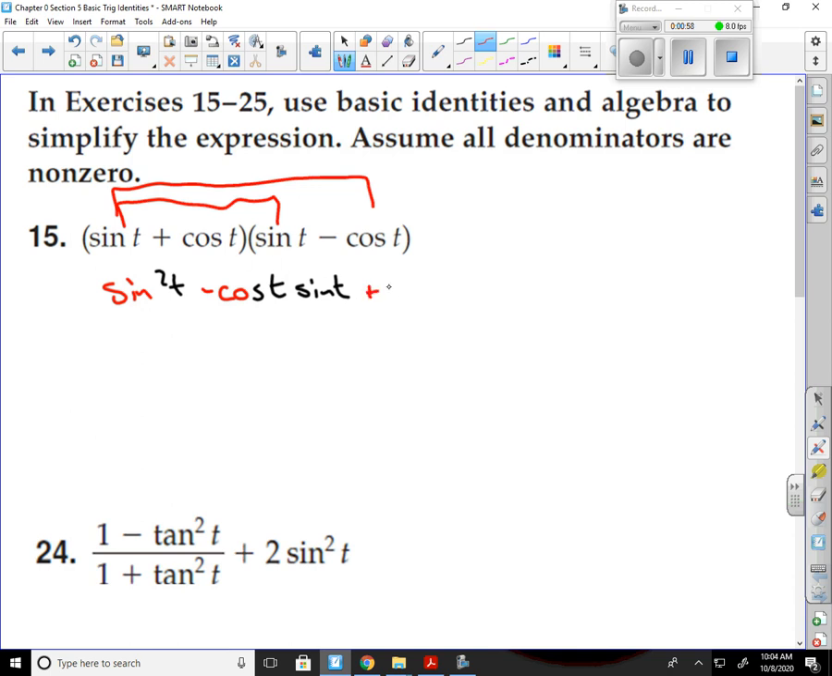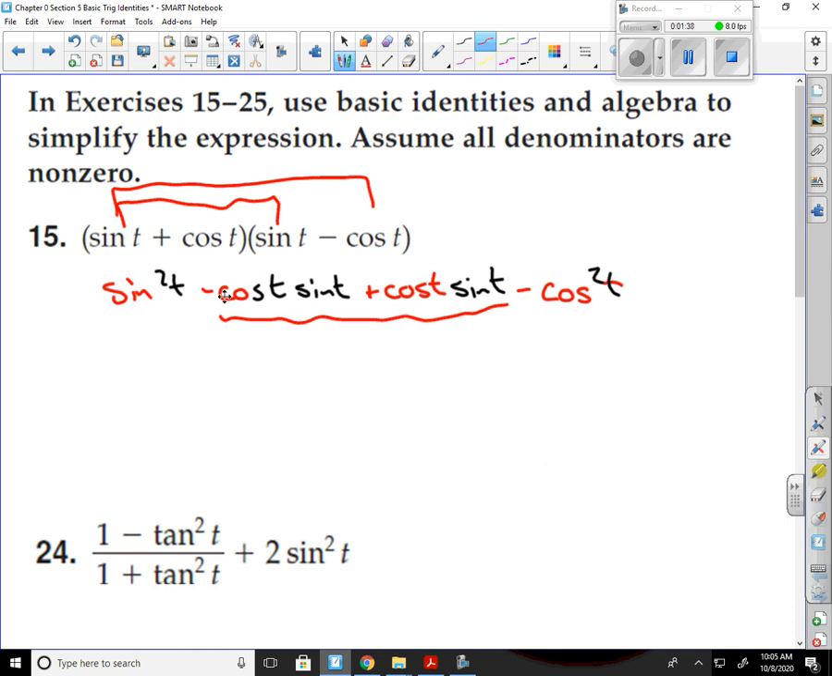Now, because it's cosine and sine, I'm going to write it the same way, simply so I know that these are like terms. I could have written this one sine t times negative cosine t, but I want it to look exactly the same. So I'm going to keep it cosine t and sine t, just so I know that I could combine these two terms. Then we have on the outside minus cosine squared of t. Cosine times negative cosine gives us minus cosine squared. On the inside, I have negative cosine t sine t plus cosine t sine t.